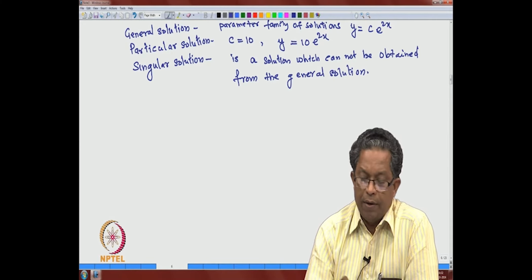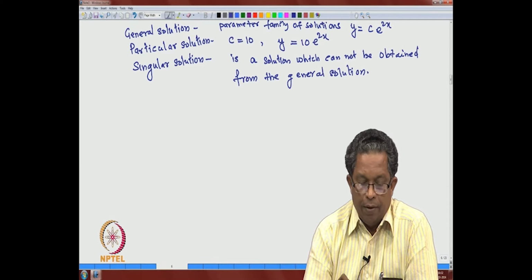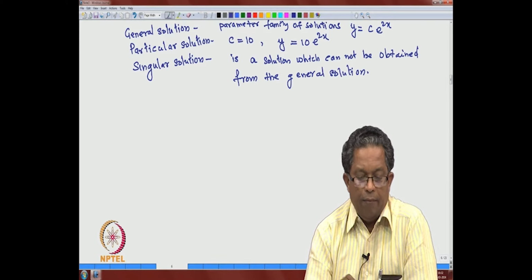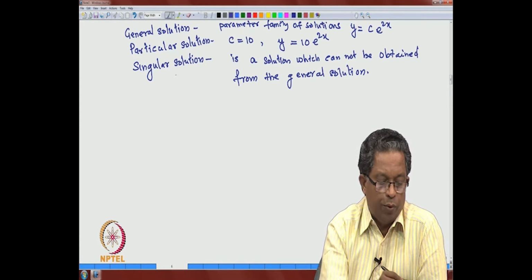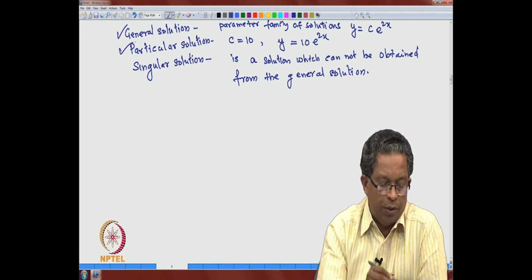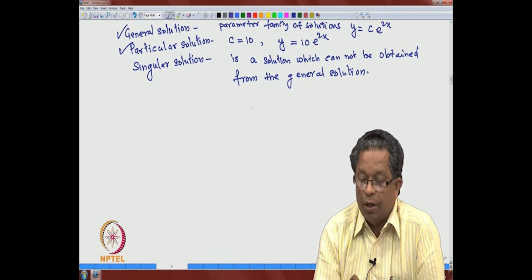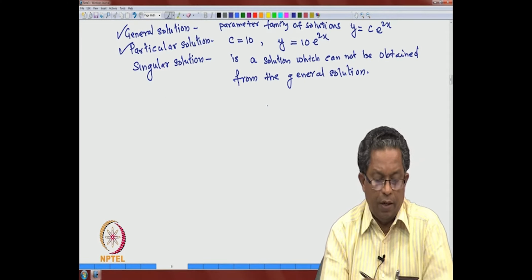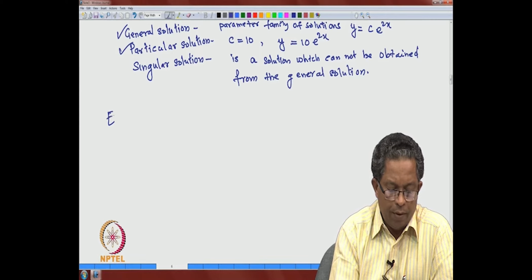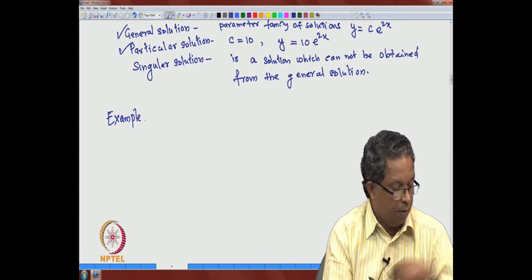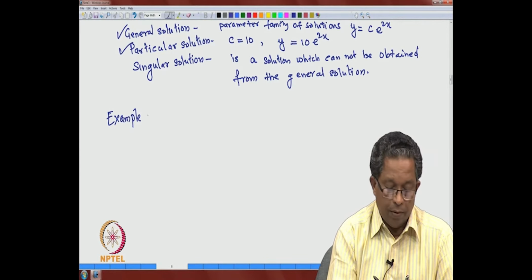But in the previous example we have only these two types of solution, general solution and a particular solution, and singular solution does not exist for the previous example. Now, we consider an example. So, example, say call it 2.